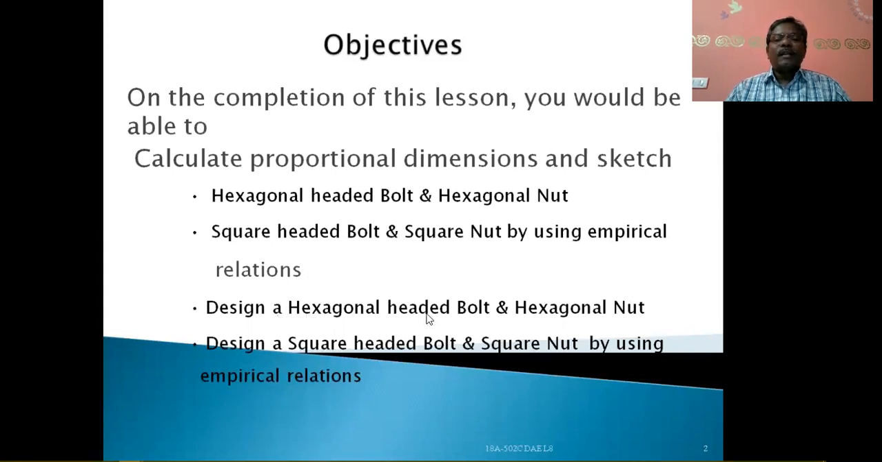Design hexagonal headed bolts and hexagonal nuts. Design square headed bolts and square nuts by using empirical relations. All these concepts you should learn from this lesson. Right? Let us see one by one.